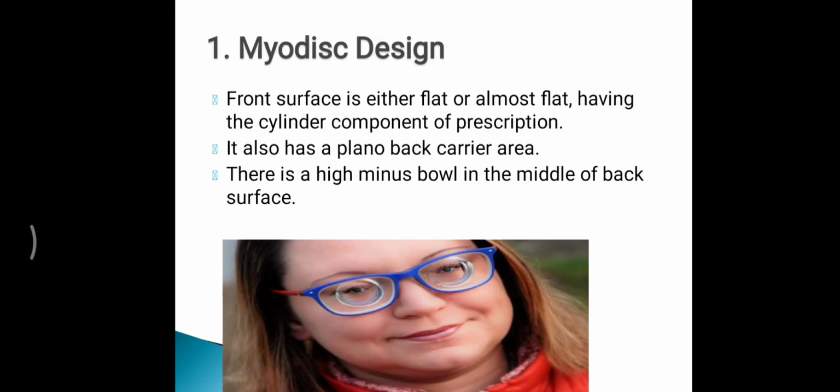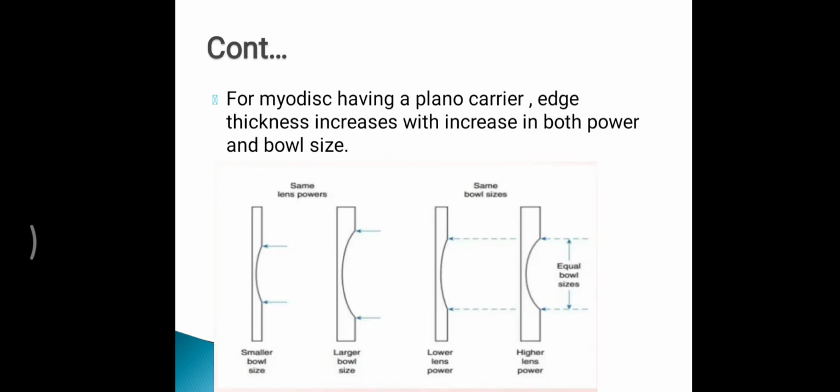In the Myodisc design, the front surface is either flat or almost flat, having the cylinder component of the prescription. It also has a plano back carrier area. There is a high minus bowl in the middle of the back surface. You can see the picture of how it is, and I'll show you the diagram of how it's made. For a myodisc having a plano carrier, edge thickness increases with the increase in both power and bowl size. The bowl size means you can see this area. So the edge increases with the increase in both power and bowl size.